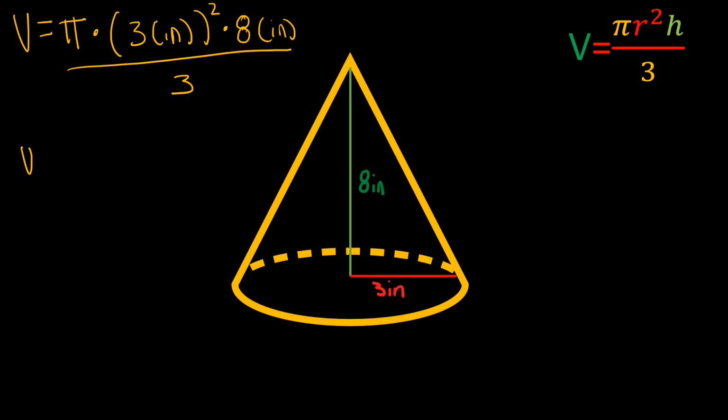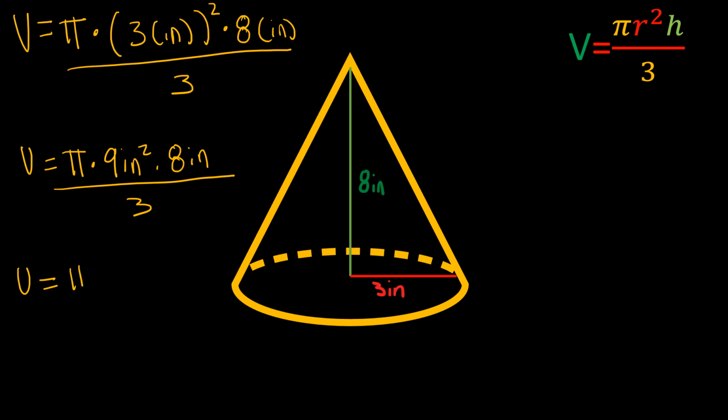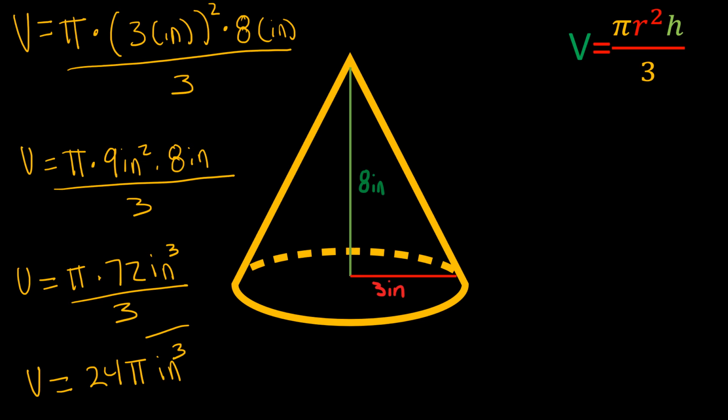And therefore, volume is going to equal pi times 3 inches squared, which is just going to be 9 inches squared, times 8 inches, divided by 3. This further simplifies to pi times 72 inches cubed divided by 3. And therefore our final answer would be 24 pi inches cubed.